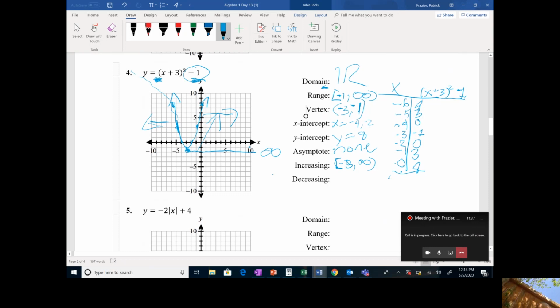Actually, sorry, put those both in parentheses because it's neither increasing nor decreasing at -3. And then for decreasing, it's decreasing everywhere, as I said, from negative infinity as we keep going to the left up until -3. So negative infinity to -3, it's decreasing. So there you go. That's everything we need for problem 4.